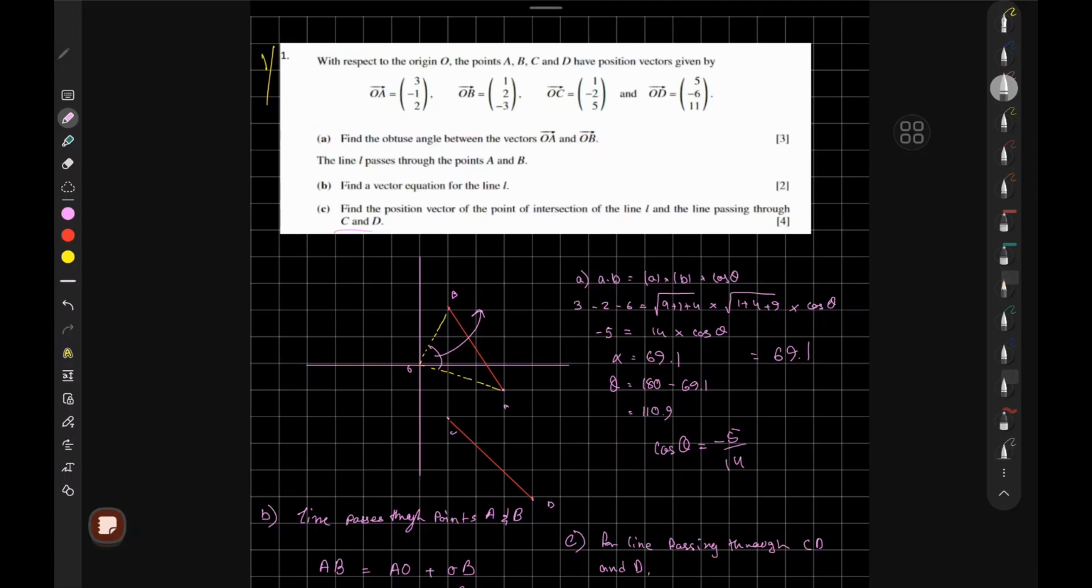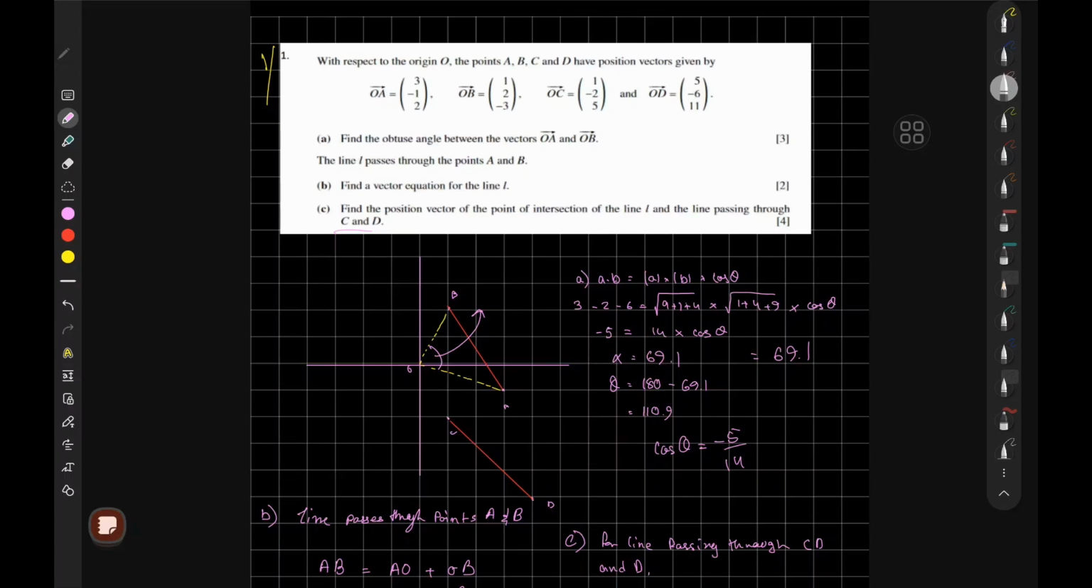If I draw a small sketch over here, just to get the reference of where the points are, OB is over here. This is the position vector of B. This is the position vector of A. Great. So if we know that, now we can try and find out the angle in between.